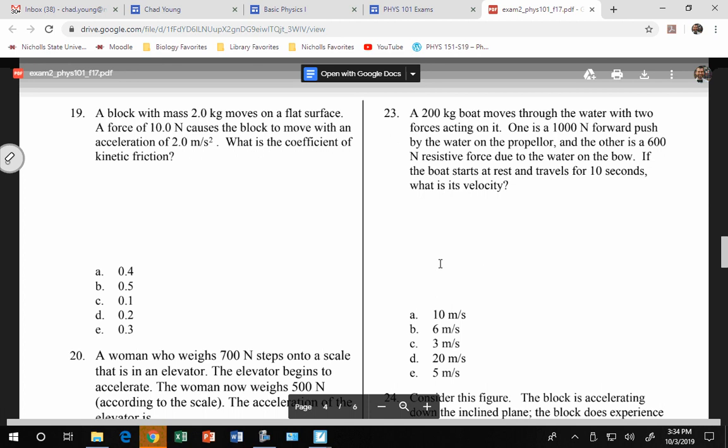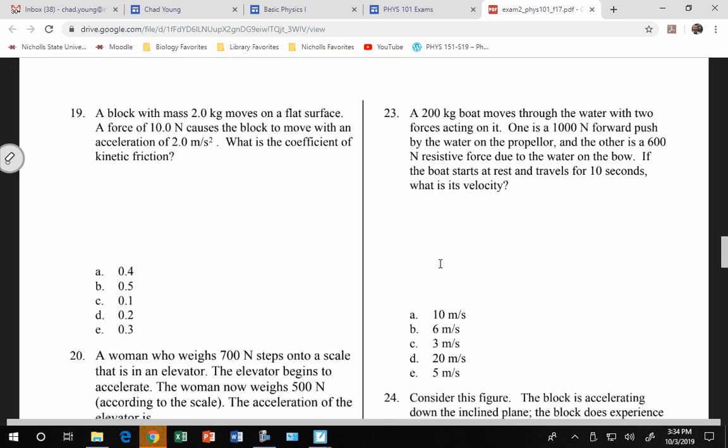You want to do some of these? Okay, so look, I have a block with mass 2 kilogram, moves on a flat surface. A force causes it to move with an acceleration of 2 meters per second squared. We've had a 10 Newton force acting on a 2 kilogram mass. What's going to be my acceleration? A 10 Newton force acting on a 2 kilogram mass.